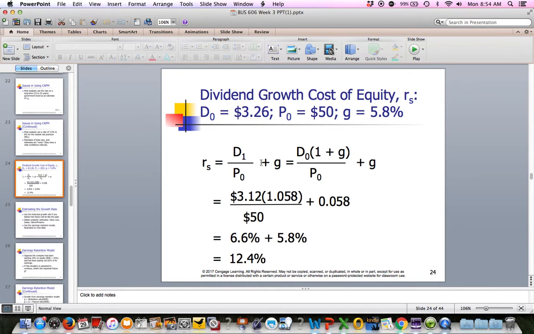It says it wants D plus 1, or D1. So D1 is D0 times 1 plus the growth rate. And the growth rate is 5.8%. So D1 becomes 3.26 times 1 plus G, 1 plus the 5.8%. And then we just do the math down here. We get 12.4%. The price of the stock today is $50. So that's just another way to compute what the R sub S is. Only if we have dividends, though.